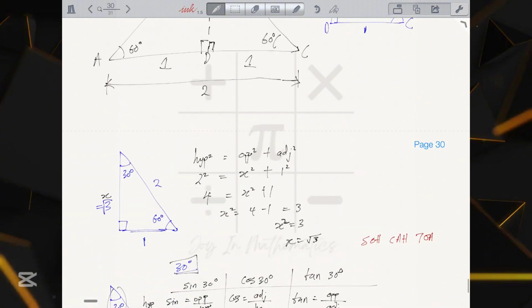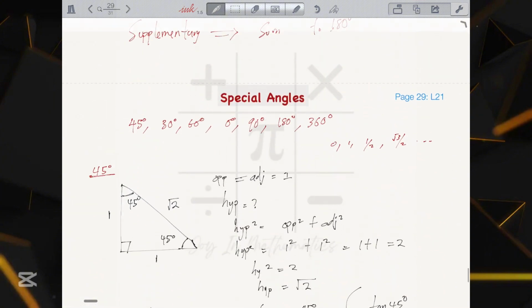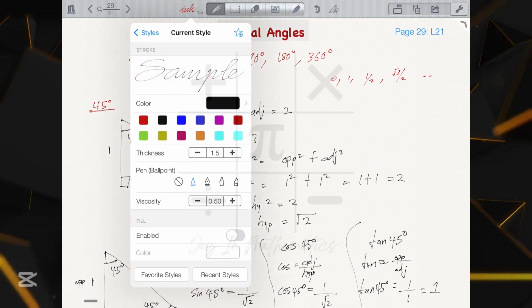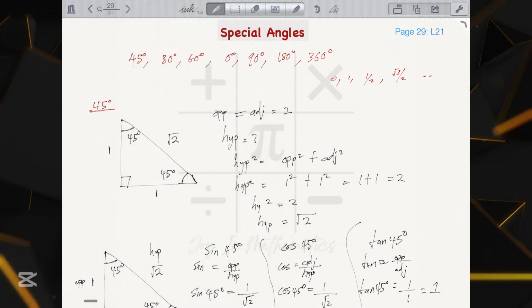Now what is left? We have done 45 degrees, done 60 degrees, done 30 degrees, and we are now left with 0 degrees, 90 degrees, 180 degrees, and 360 degrees. So let's do that in the next lesson video.